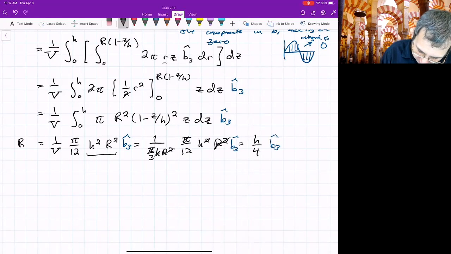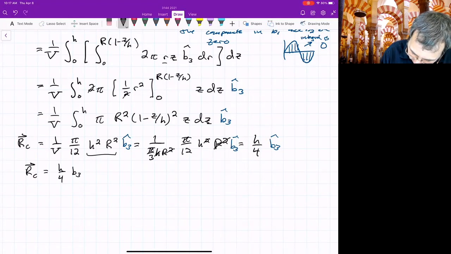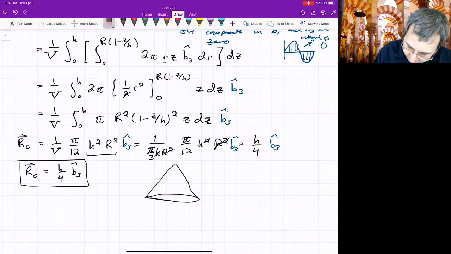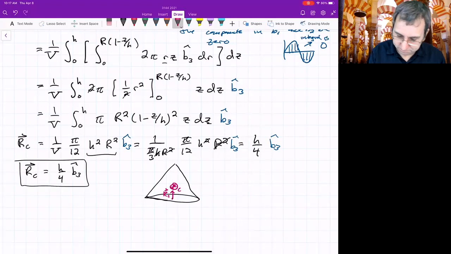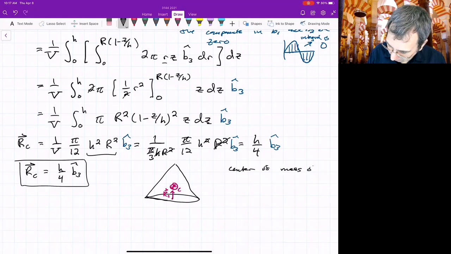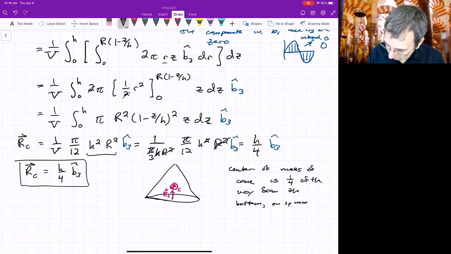Remember what this was? RC. So RC is h over 4 B3, meaning if I have a cone, it's 1/4 of the way up. So start from here, go up 1/4 of the way on that axis of symmetry, and that is C. So what I calculated was this vector RC from the bottom. That's it. So center of mass of cone is 1/4 of the way from the bottom on the symmetry axis.